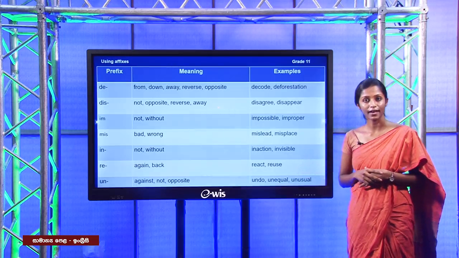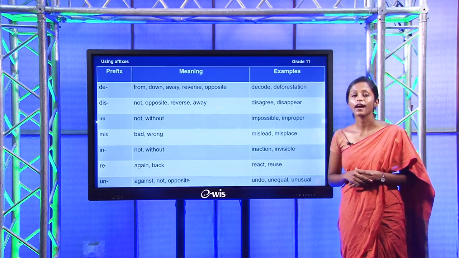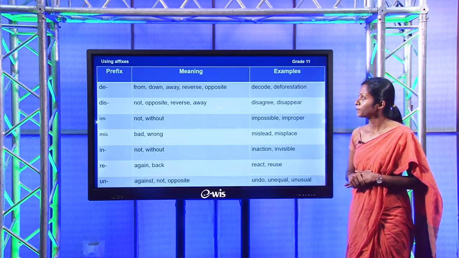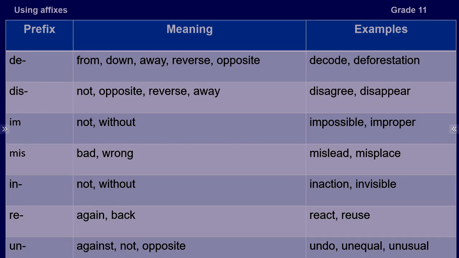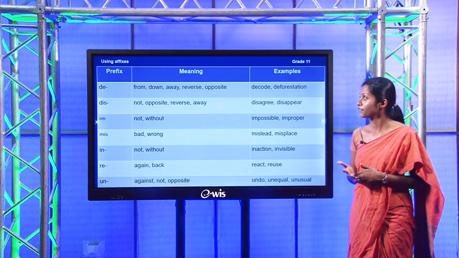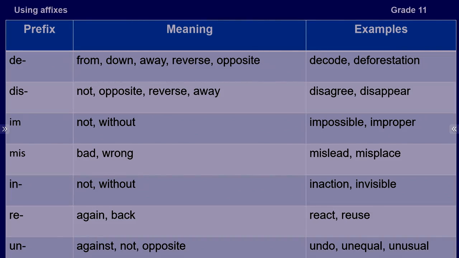So we are going to look at what kind of meanings these affixes carry. We are going to look at the prefixes first. De. What does this prefix mean? There can be a lot of meanings depending on the root word. From, down, away, reverse or opposite. Like in decode or deforestation. Dis. Not, opposite, reverse or away. Like in disagree and disappear.